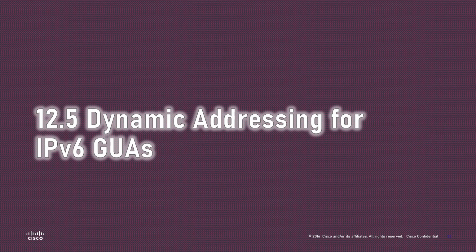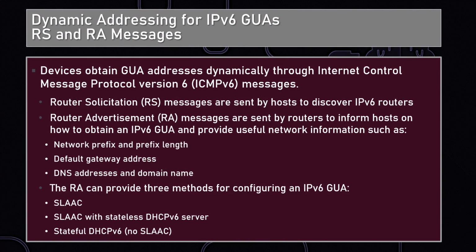Now let's look at dynamic addressing for IPv6 GUAs. Most devices are going to get GUA addresses dynamically through ICMPv6. That's the same control message protocol that we would use for version 4, but again, we're specifying version 6. We're going to create what's called a router solicitation message as a host, and we're going to use that to look for routers. So it's just kind of a probe. The router advertisement message is sent by a router to inform hosts on how to obtain a GUA and provide useful information such as network prefixes and their lengths, default gateways, DNS addresses, domain names, etc.